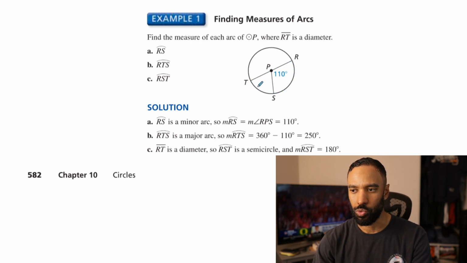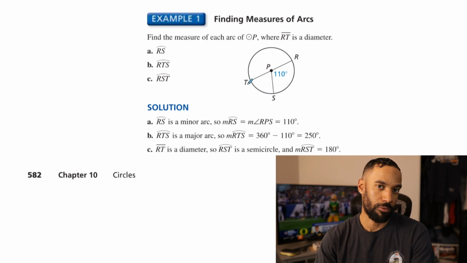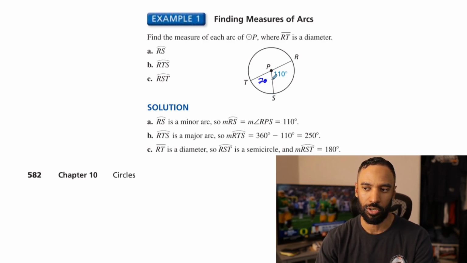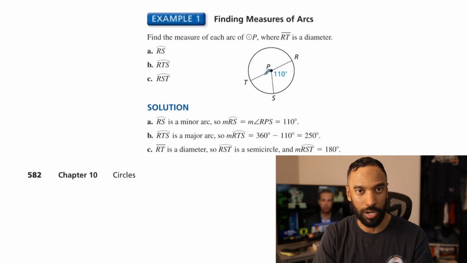They didn't ask for this one, the measure of arc TS. But this is the difference of the 180 and 110. That would be 70 degrees, for example. 70 degree central angle, 70 degree intercepted arc. I just said it.